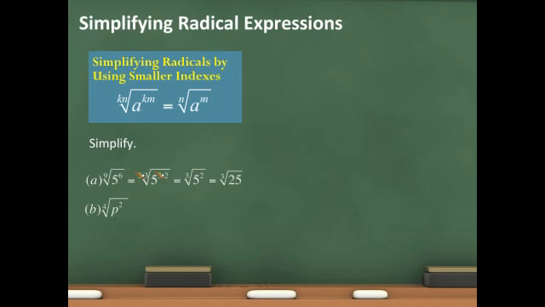In part B, we have the 4th root of p raised to the 2nd power. Notice that the 4 and 2 have a common factor of 2. So this radical is not simplified according to condition 2. We rewrite the index as 2 times 2 and the power inside as 2 times 1. Notice that we can reduce or cancel out the common factor 2. This will give us a radical with a smaller index. Our final answer is the square root of p.